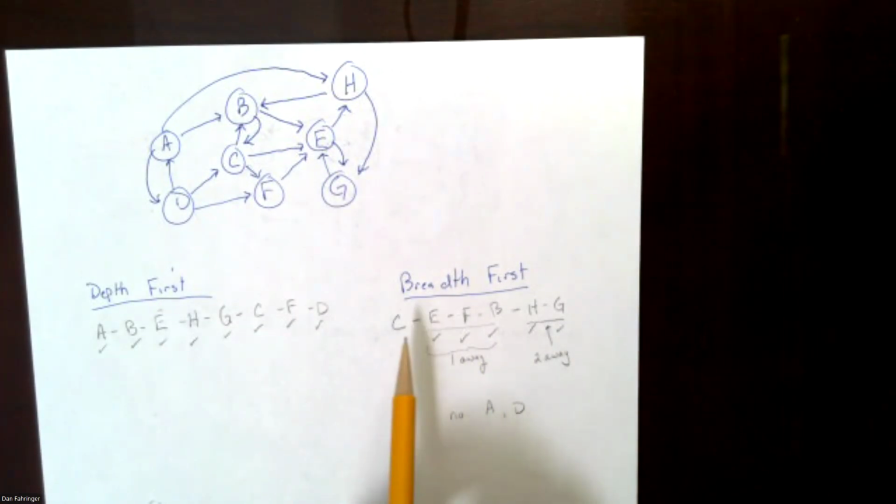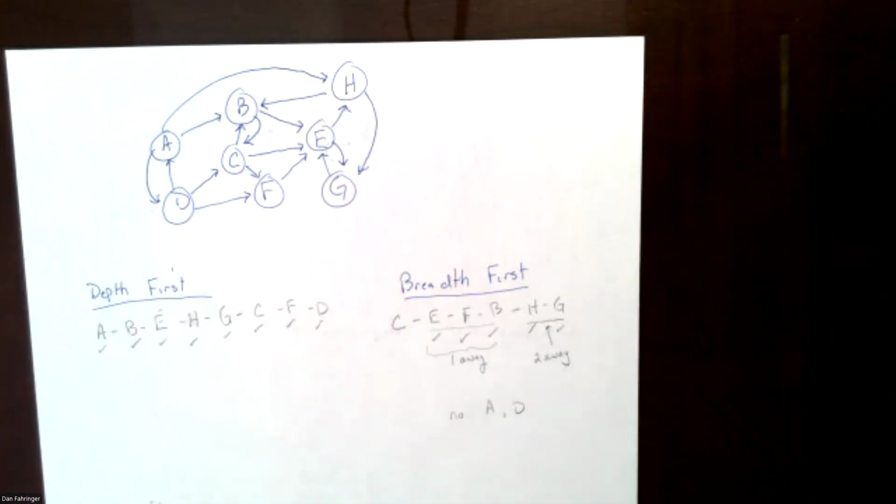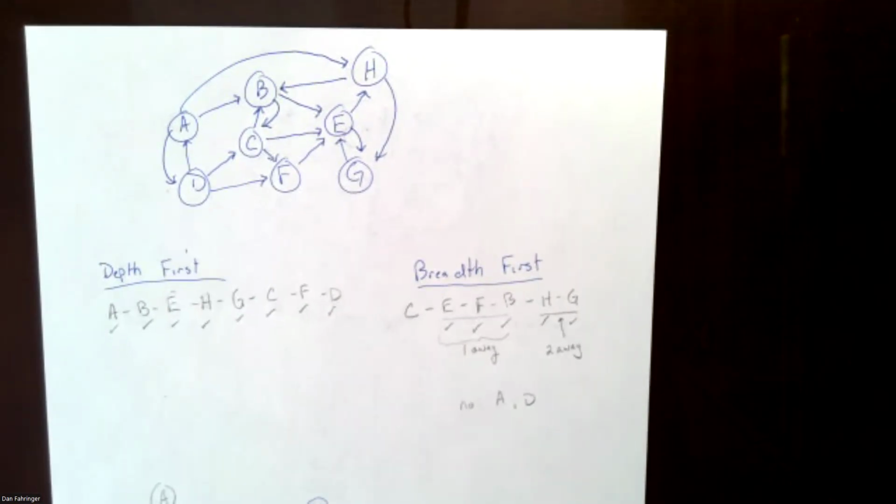Again, is this the absolute correct answer? No, you could have gone C, B, E, F for that first one away. That's the thing. It's not exact. There's going to be several different answers that are correct. Just like here, I could have gone a different direction. Could have started with an initial node different than A. Questions?